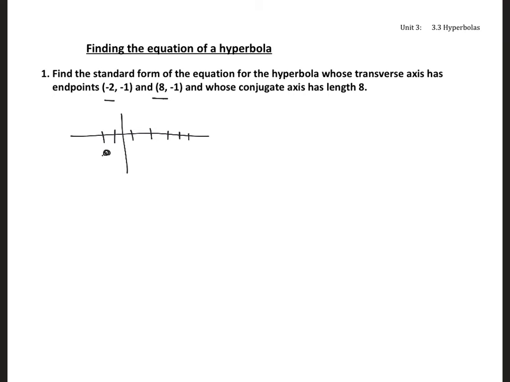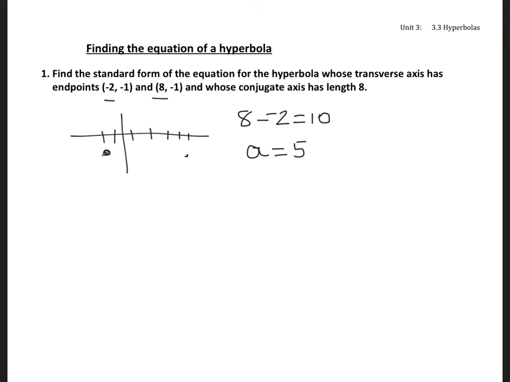So to find a, it's going to be 8 minus -2, so that's equal to 10. And that's actually, no, those are endpoints, so that means a is going to be half of that. So half of that is going to be 5.